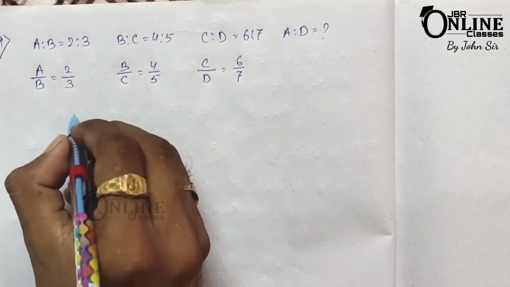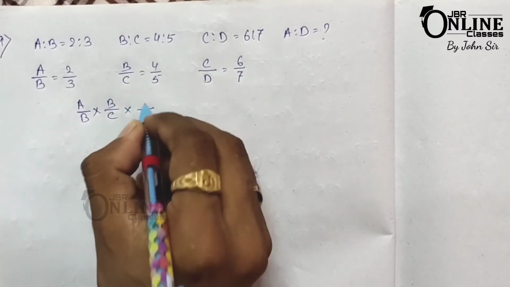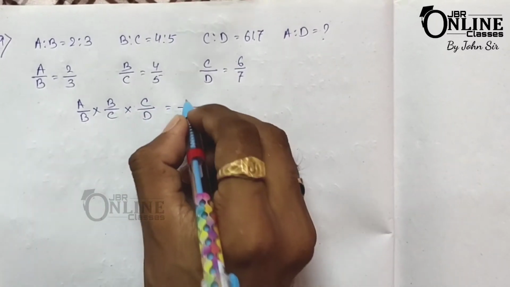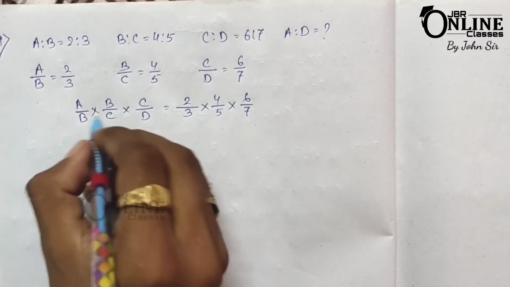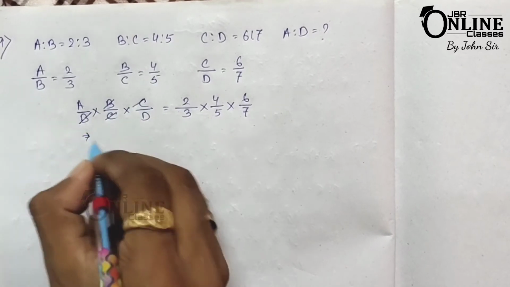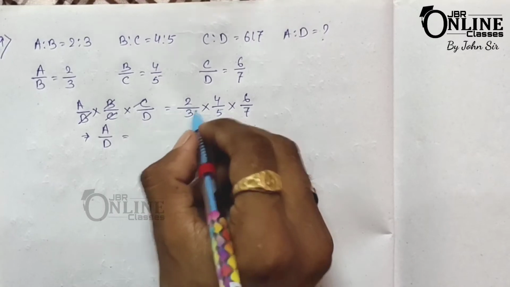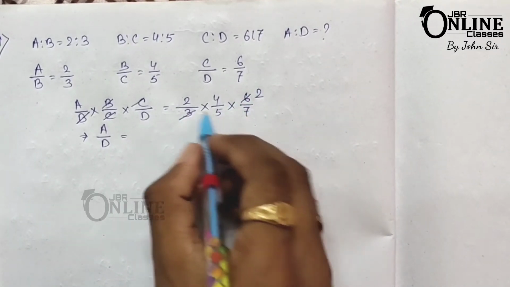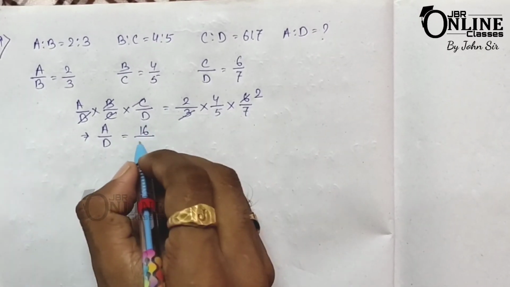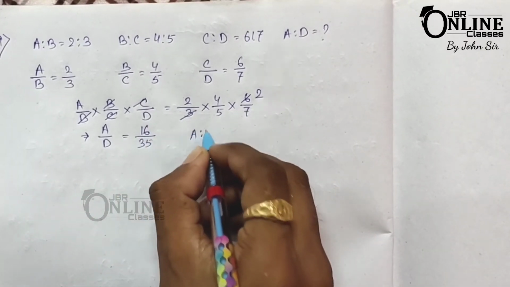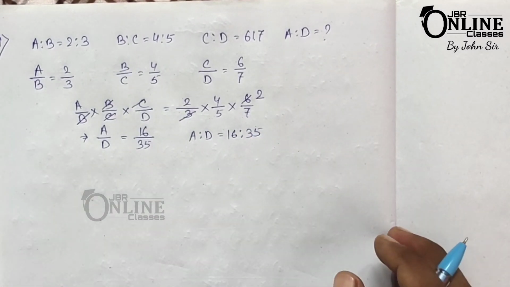Now if you multiply each and every term, that equals A by B into B by C into C by D, and on the right hand side 2 by 3 into 4 by 5 into 6 by 7. Okay, so here B cancels out, C cancels out, so finally we will get A by D. And here 3 cancels with 6, that equals 2, so 2 into 4 into 2, that means 16, and here 5 into 7 equals 35. So finally A is to D equals 16 is to 35. That is the final answer.